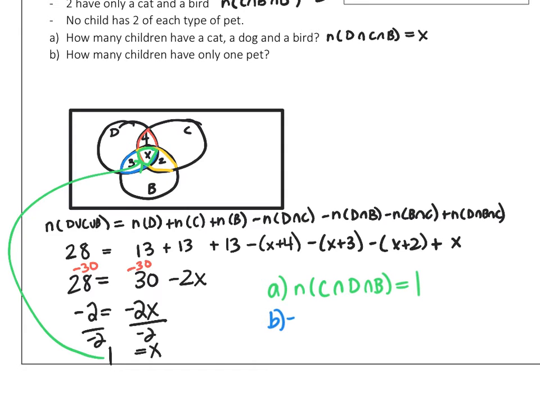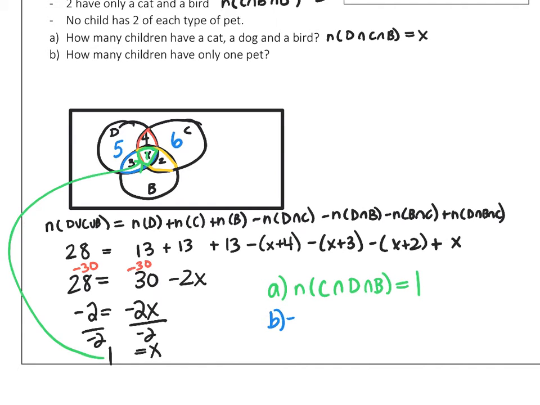And B says how many children have only one pet. Okay, so to figure that out, we need to go back to our Venn diagram. And remember that it says that in the whole circle, there'll be 13 in each, right? So if I now know that this is a 1 in the middle, I know that 4 and 3 is 7 and 1 is 8. And if this has to add to 13, then this is going to be 5 out here. In my cat circle, 4 and 1 is 5 and 2 is 7. So this is going to be 6 out here to add to 13.